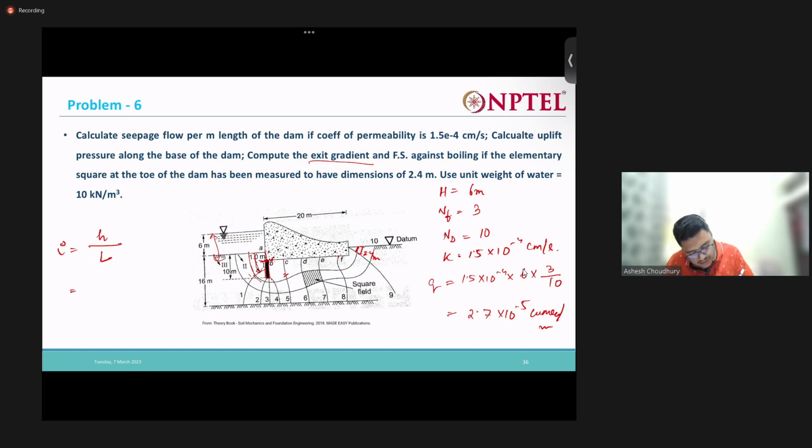So what is the head loss? Head loss is nothing but 6 by 10, right? In one equipotential drop, this much is the head loss, 6 by 10 divided by the length, this 2.4. If you calculate this, it will be 0.6 divided by 2.4, which is 0.25. This is my exit gradient.